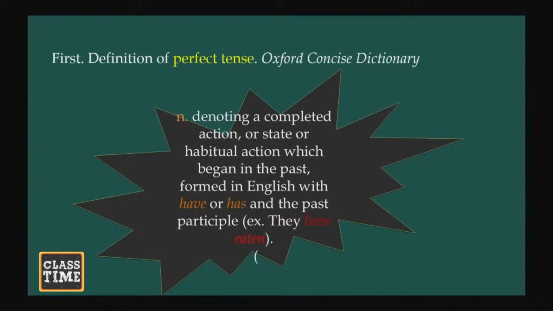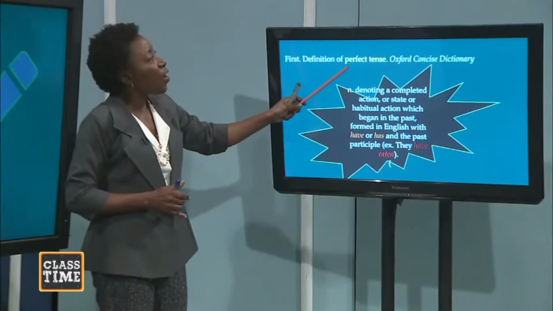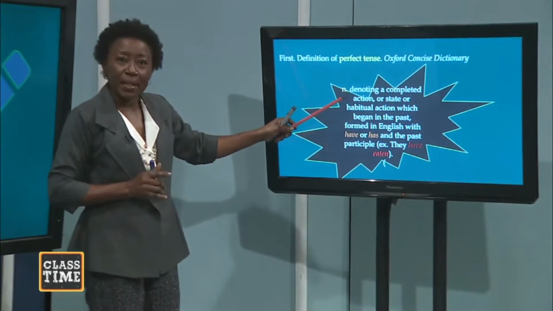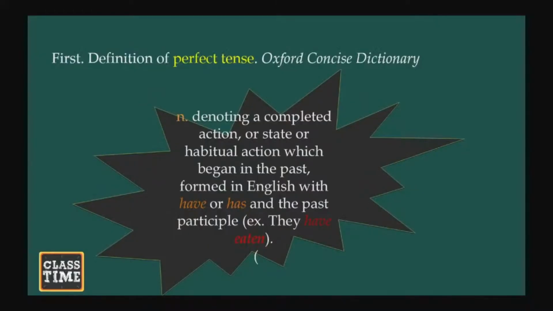Now we are getting into the perfect tense right now. What is this tense that is called perfect? Let us look at our definition. According to the Oxford Concise Dictionary, the perfect tense denotes a completed action or state which began in the past, formed in English with have or has. You see where I was going?